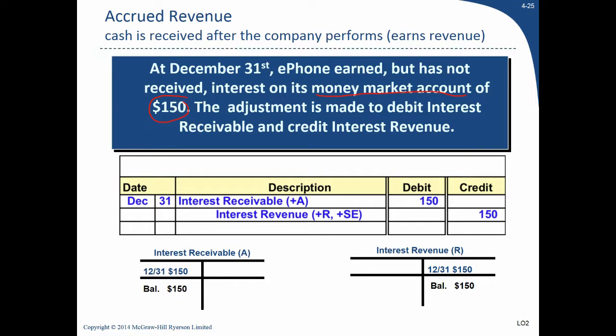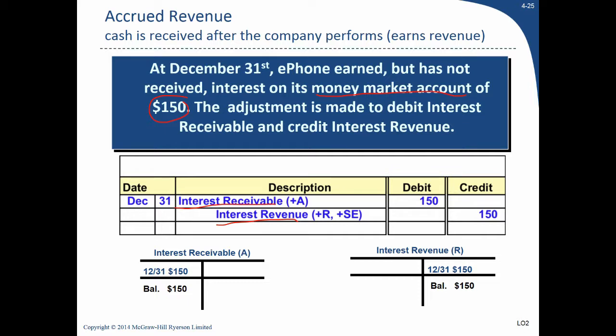Now again, no one's telling us this. Okay, we sort of have to figure it out ourselves, but we've earned that revenue, right? So we need to recognize interest revenue and interest receivable. This functions no differently than any other revenue or receivable account. It just happens to relate to interest.